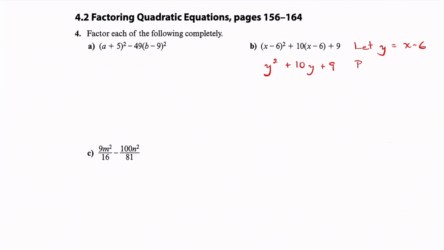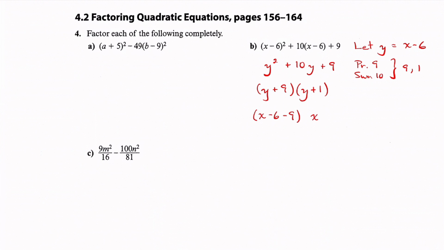So to factor that, we can use our product sum method. So the product is 9 and the sum is 10. The two numbers that are going to do that are a 9 and a 1. So 9 and 1, and then it's going to split into those two numbers. So we got y plus 9 and y plus 1. And then again, we got to resubstitute this back in. So y is actually equal to x minus 6. So y is changing back into x minus 6.